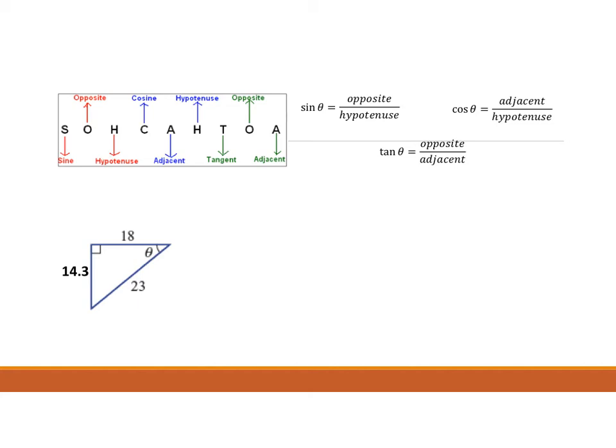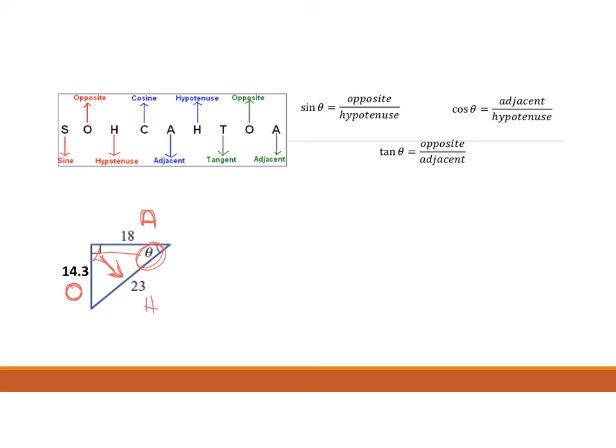Okay, so let's have another look at this one. So I'm going to label my sides. Think about which one would be the hypotenuse. It's always opposite that right angle. My opposite is opposite our reference angle. And then the one left over, or the one next to our reference angle, is the adjacent.